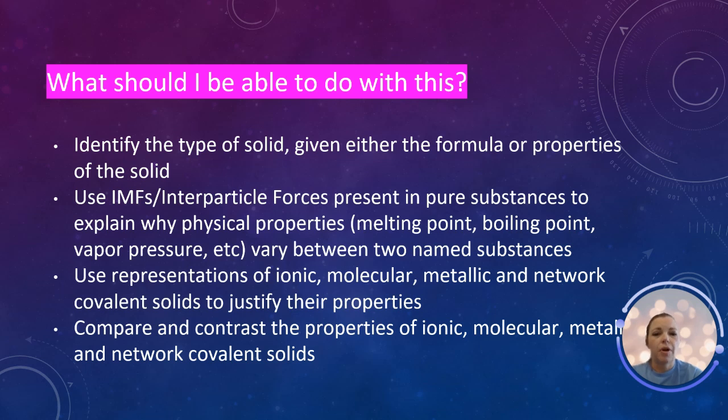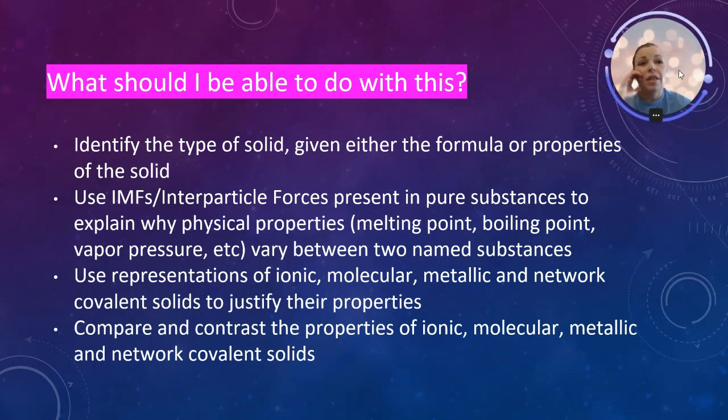Compare and contrast the properties of ionic, molecular, metallic, and network covalent solids. So that would be things like hardness, whether or not it would have a low boiling point or a high boiling point or a melting point or anything like that. If it would fracture if you were to hit it, or if it might spread out. So that would be the difference between ionic and metallic, things like that.